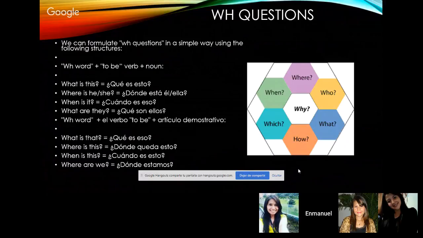Where is he or she? ¿Dónde está él o ella? When is it? ¿Cuándo es eso? What are they? ¿Qué son ellos? WH word, to be verbs, and demonstrative article. What is that? Where is this? When is this? And where are we? ¿Dónde estamos nosotros? Normally, we use WH questions if we want to acquire some knowledge about something, or we are going to know something about someone else.